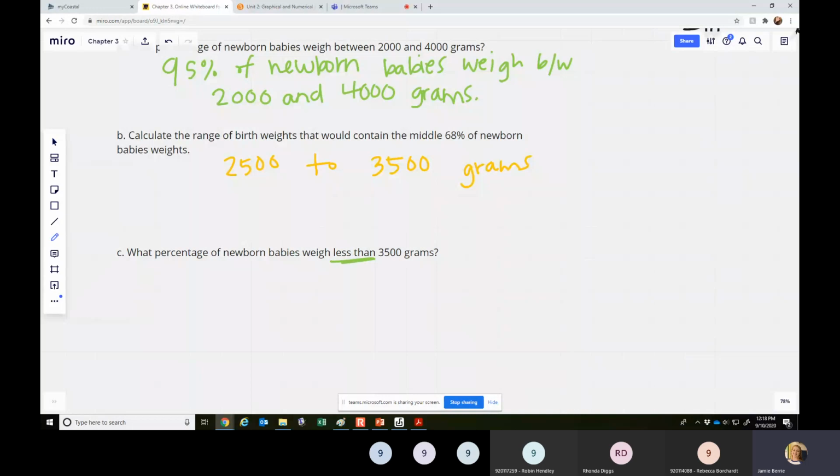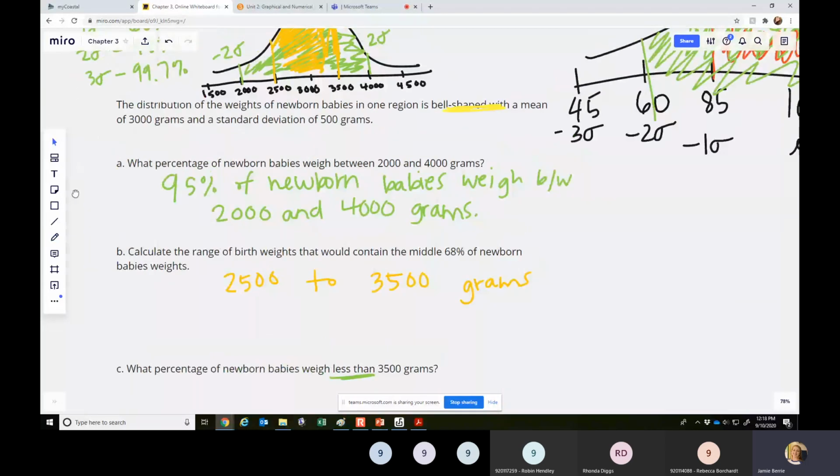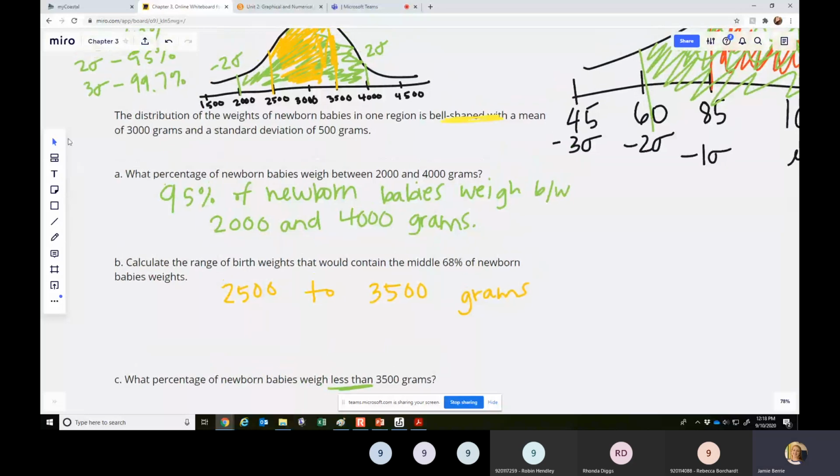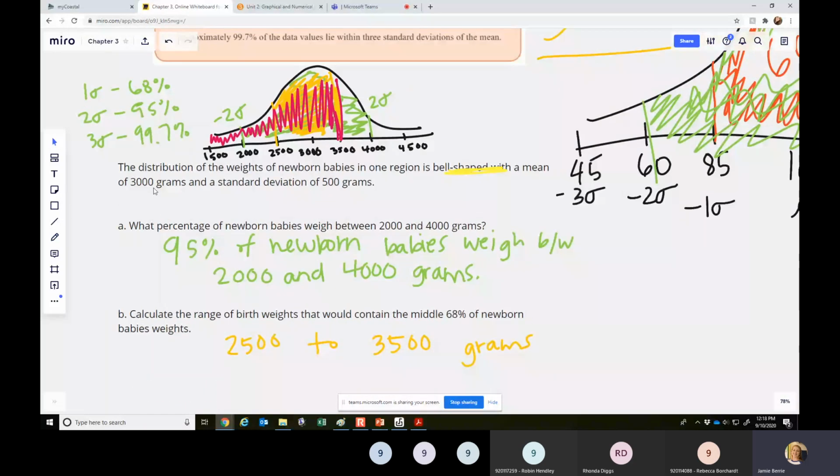Notice that the last two problems, it was the middle 68% or between 2,000 and 4,000. So that's why this one is a little bit different. So let me just scroll back up to my bell curve. So they said less than 3,500. I know my bell curve is getting a little bit messy up here, but just hang with me for a second. Less than 3,500. So that's going to be here and all the way to the left because it's less than 3,500. So all of that that's shaded in pink.